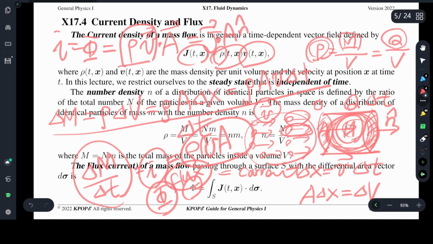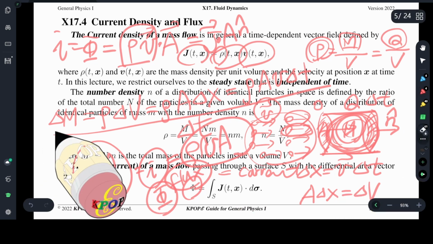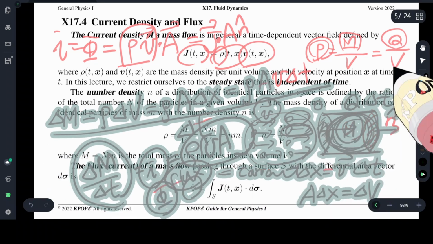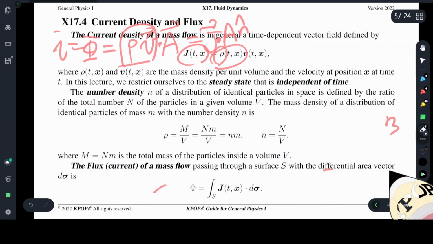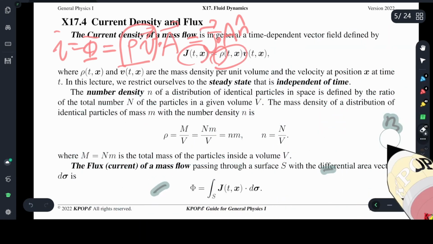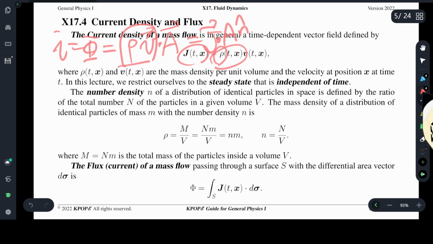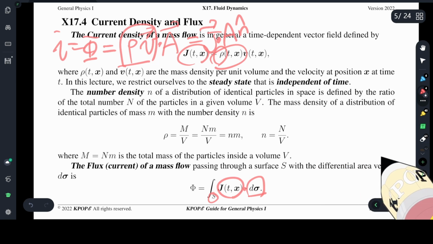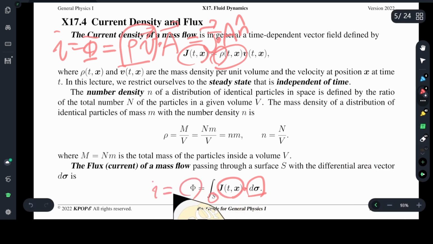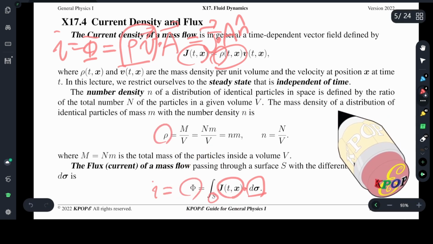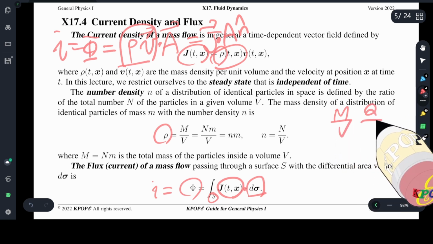In addition, if I integrate over a surface the current density with the scalar product with the differential area element over a general surface that may be curved, then I end up with the current I over the flux phi. The density rho is mass over volume or charge over volume.